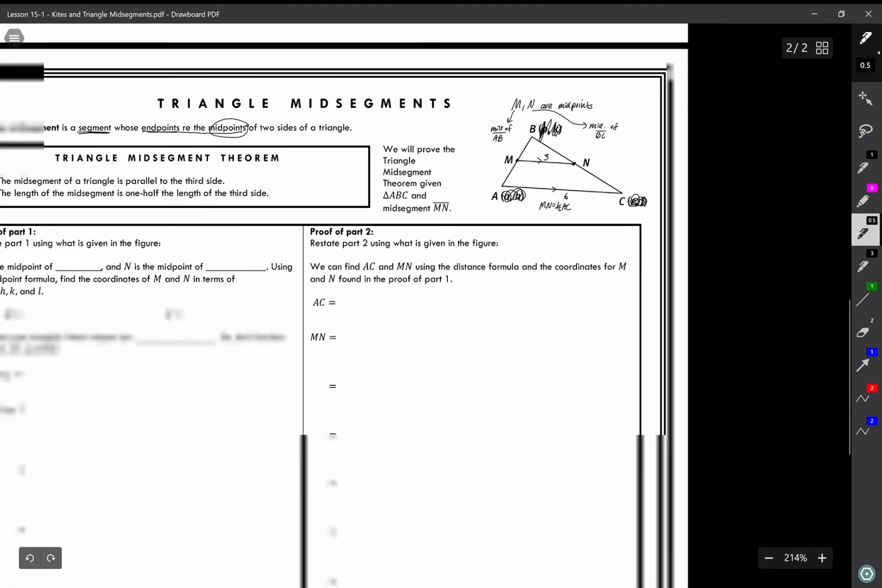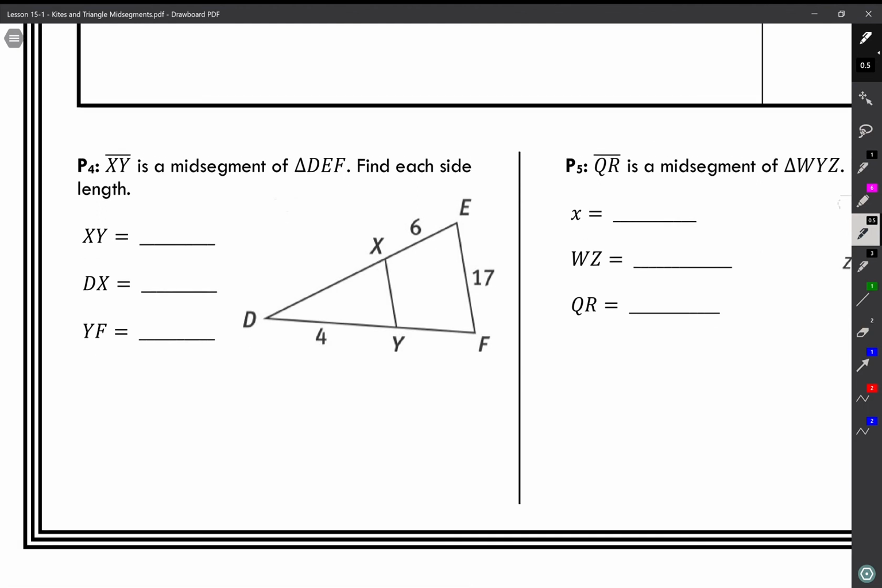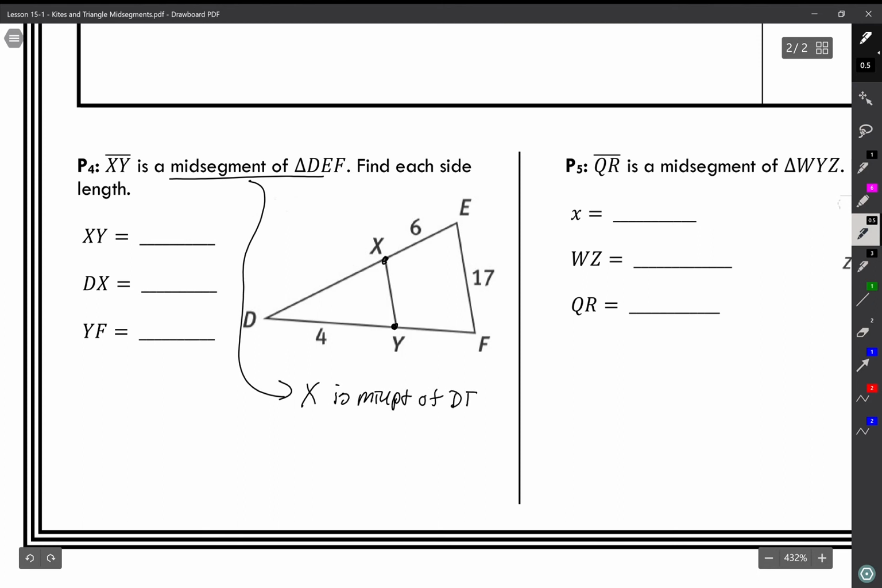Okay, so we're going to skip this proof right here, and we're going to go straight down to number 4. Segment XY is a midsegment of triangle DEF. That tells me something about points X and Y. This statement tells me that X is the midpoint of DE and Y is the midpoint of DF. That's important to know.